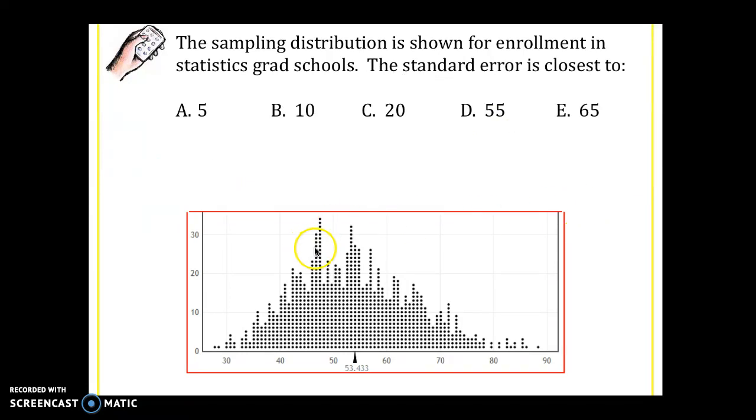All right, same dot plot. What is the standard error?